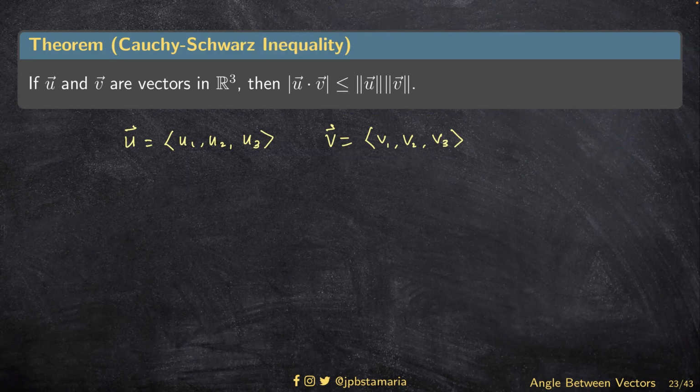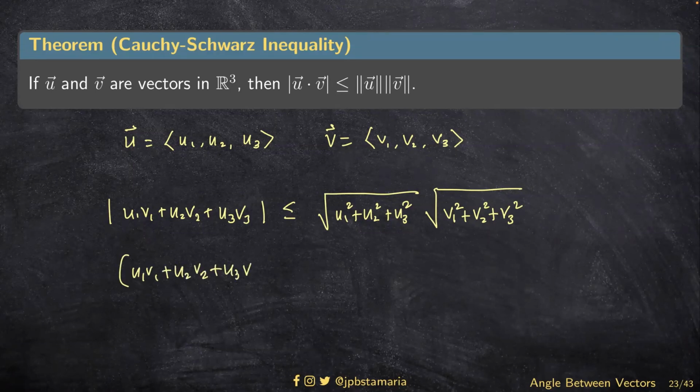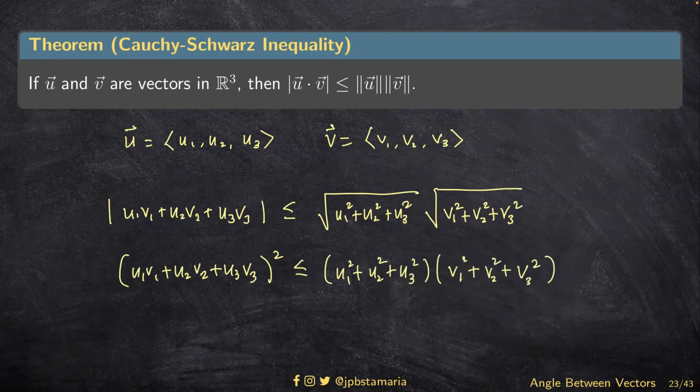O, tingnan natin. Ano yung U.V? Ang U.V parang ano yan eh. U1 V1, U2 V2, U3 V3. Lagyan mo pa ng absolute value. Kasi pwedeng positive, pwedeng negative. So regardless of sign, hindi yan lalagpas sa square root ng U1 squared, U2 squared, U3 squared, times the square root of V1 squared, V2 squared, V3 squared. Alternatively, pag ini-square mo both sides, pwede mo sabihin na yung square nung dot product, hindi lalagpas sa product ng mga sum of squares. Ganyan siya in a purely algebraic manner, no?